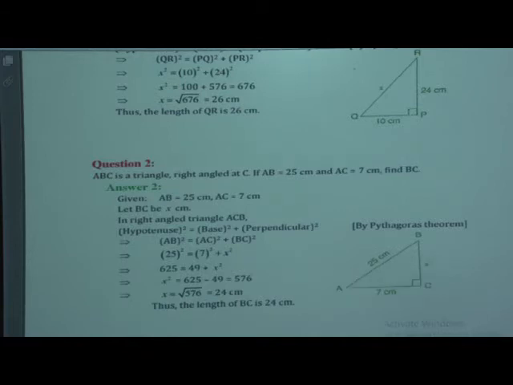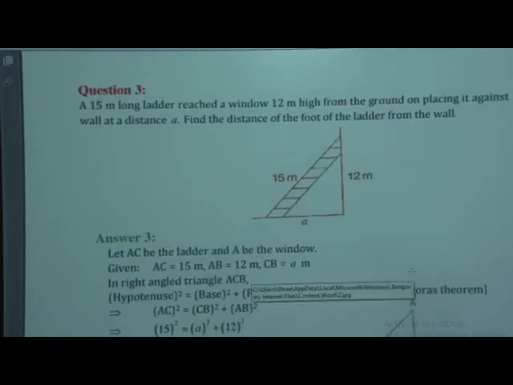My dear students, we just have to use the Pythagoras theorem and substitute the values of whatever lengths are given for that right angle triangle, and one of the sides we have to find out by writing it as a variable, that is x. We will see one more example.